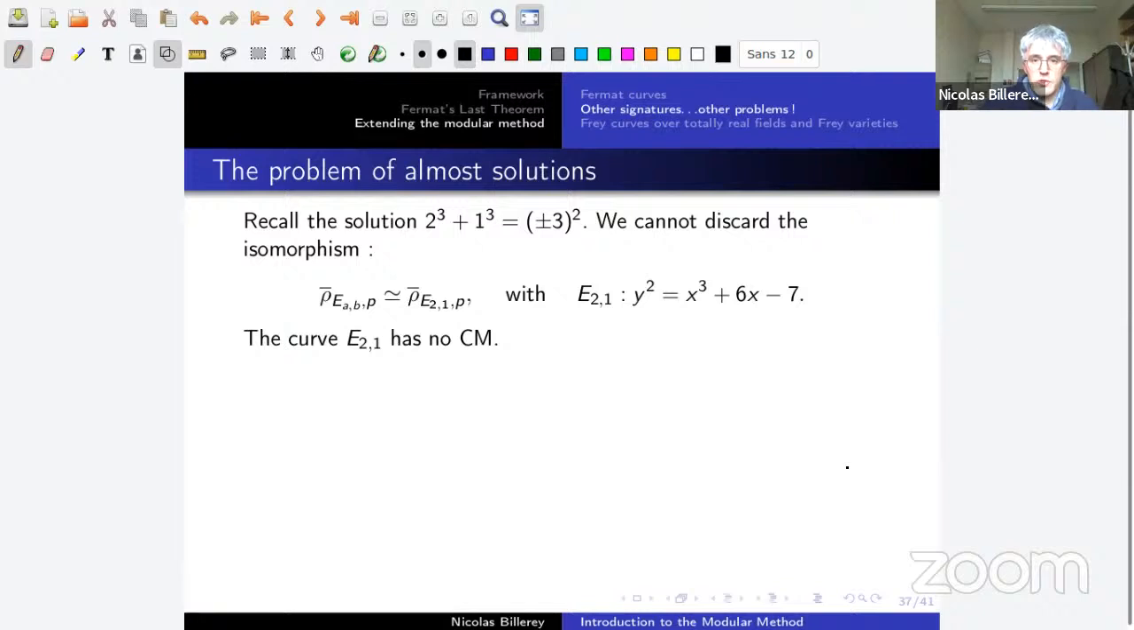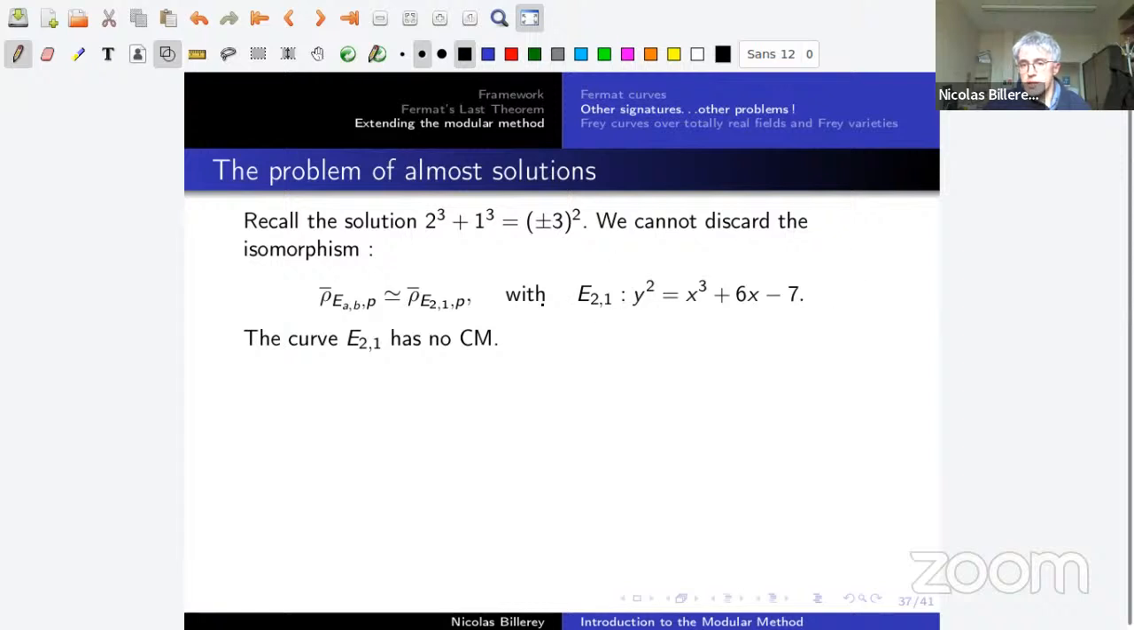So look, you have this identity here, 2 to the cube plus 1 to the cube is plus or minus 3 squared, right? And of course, you might think that, okay, it's not a solution to our problem because we are considering here exponent greater than or equal to 3 or 4 or 5 or whatever, large exponents. But still, it exists, right? And because it exists, it gives rise to an elliptic curve which has exactly the same shape as the curve that is attached to a non-trivial solution.